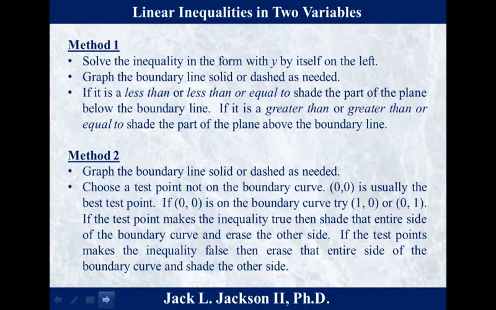So if 0, 0 is on the boundary point, other good points might be 1, 0 or 0, 1, or you can really use any point you want. The point here is just to try to pick the easiest points to evaluate that you can use. If the test point makes the inequality true, then shade that point and all the points on that side of the boundary line. If it makes it false, then you erase that point and erase all the points on that side of the boundary line. And of course, you'll shade the other side.